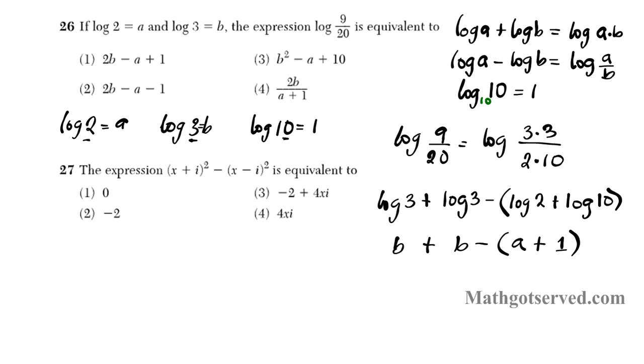Let's simplify this. We have 2b. Now this is why I say you have to be careful, because this minus is distributed to the a and the 1. It changes both signs, not just one. So it's going to be minus a minus 1. If we forgot to put the parentheses, we'd select option number 1, which is wrong. The correct answer is option number 2. So please, please, please be careful with your signs, okay?